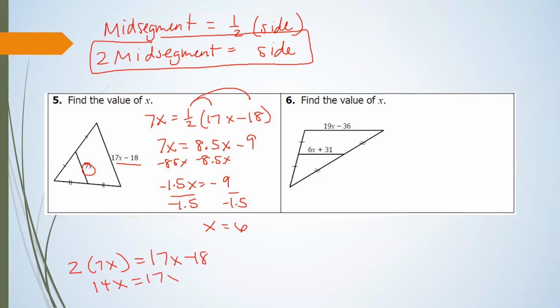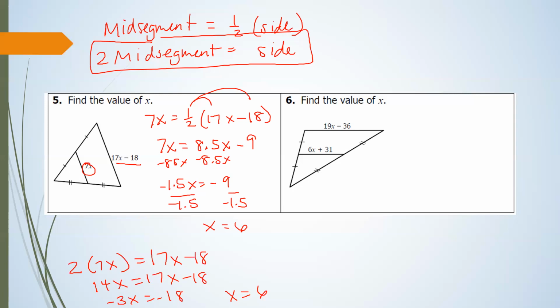You might find this a little easier to solve algebraically also. Subtract 17x from both sides and then divide by -3. And we get the same answer. You can decide which way you like better. Do you like it with the 1/2 and distribute the 1/2? Do you like it with the 2? Either way, you get the right answer. So you use whatever you like best.